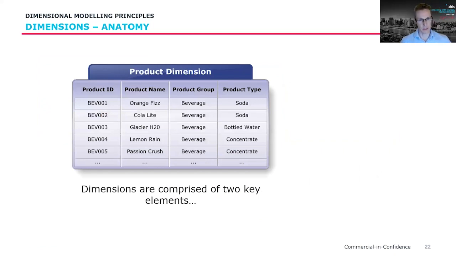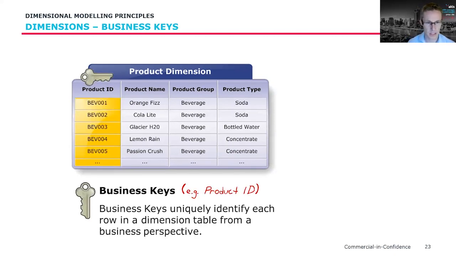So let's look at what the anatomy of a dimension is. There's actually 3 key elements, but I'll talk to 2 of them now, and the third one will come a little bit later. So this is a product dimension here, which appears to be capturing beverages. So our first element is our business key. Business key uniquely identifies each row in our dimension from a business perspective. Need to reiterate that, it's from a business perspective.